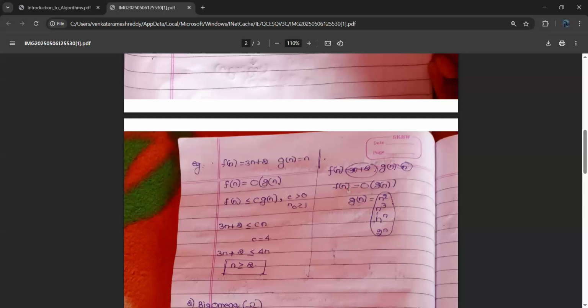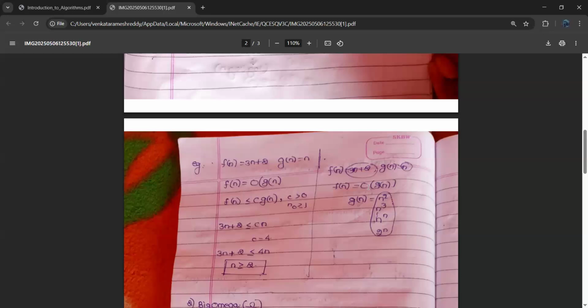Now I can say f of n equals big O of g of n. It means g of n is greater than f of n. In this case, 3n plus 2 is less than or equal to n, which means n is greater than 3n plus 2.